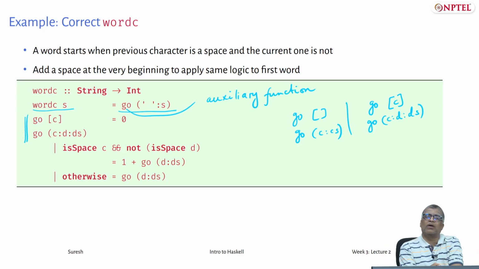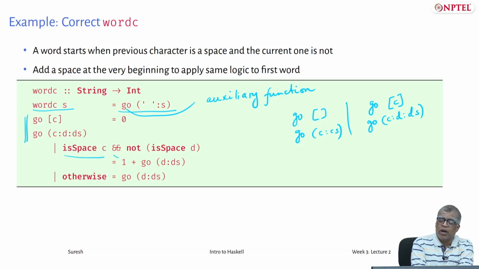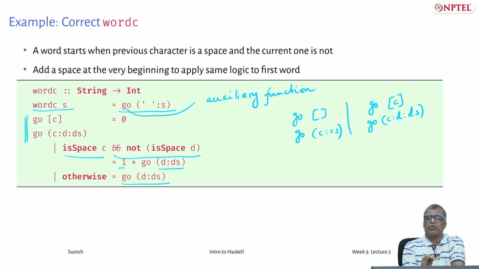Go of the singleton list containing C is 0. Go of C followed by D followed by Ds is: if there is a transition between space and non-space, which I will check by saying C is a space and D is not a space, that happens, then I will say 1 plus go of D colon Ds, otherwise I will just say go of D colon Ds, okay. So I am just counting the number of transitions between space and non-space, okay. This is a very clean, reasonably simple and reasonably elegant but very correct word count, okay.